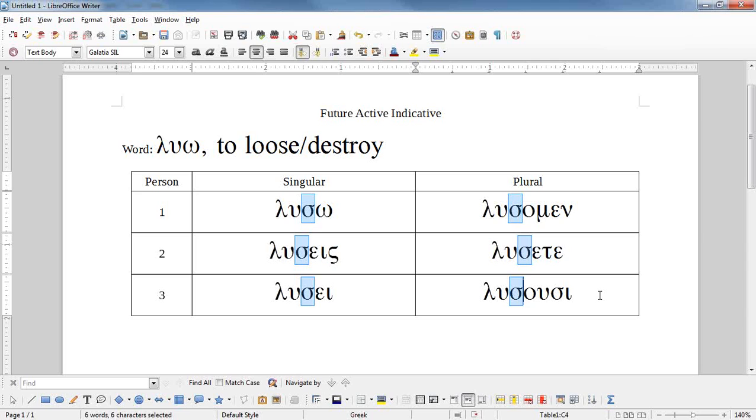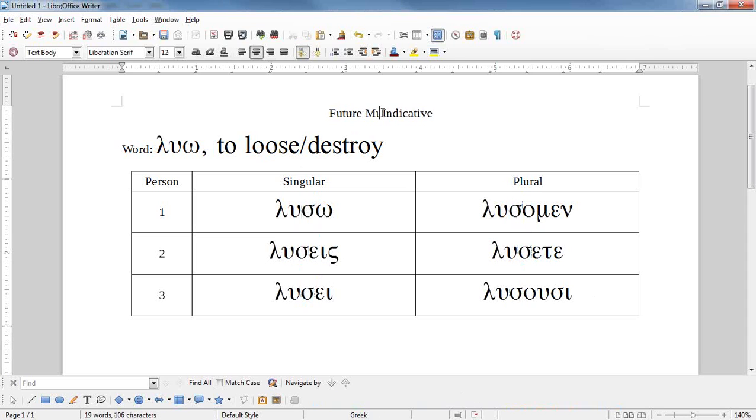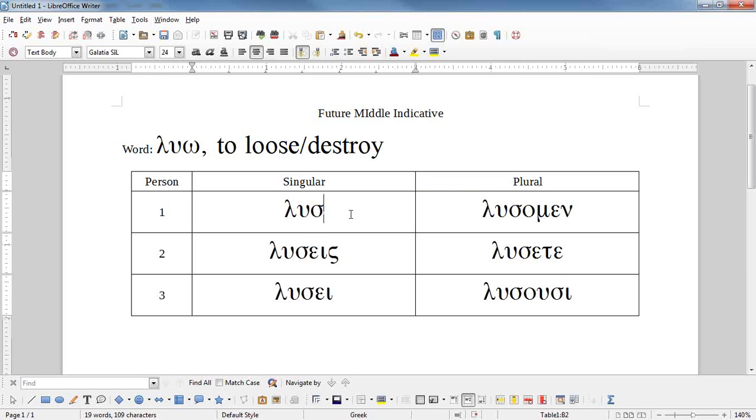The next one I'm going to show you guys is the future middle indicative. Not middle passive, just middle, all right? So just like in the active where you use the present active indicative endings, I'm now going to use the present middle passive endings. That's all it is. So for example, first person singular, it's Omicron, Mu, Alpha, Iota. It's Eta with the Iota subscript.